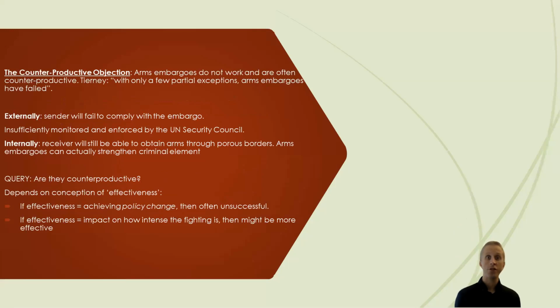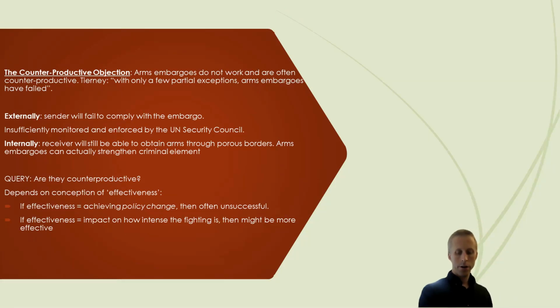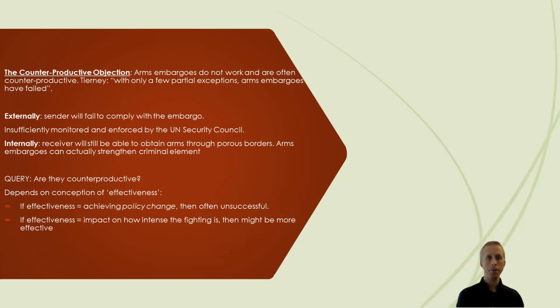Let's look at the third strand to this objection, presented by Tierney. It's what we can call the counterproductive objection. It says that arms embargoes do not work and can even be counterproductive. Tierney argues that with only a few partial exceptions, arms embargoes have failed.